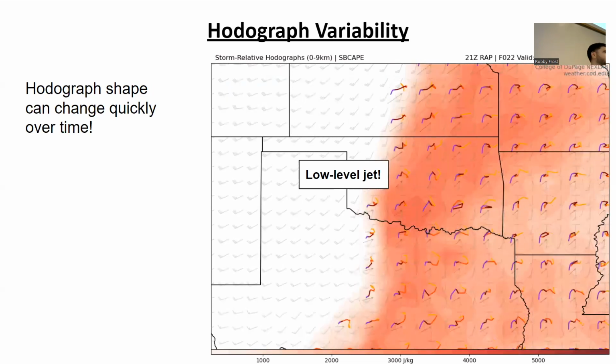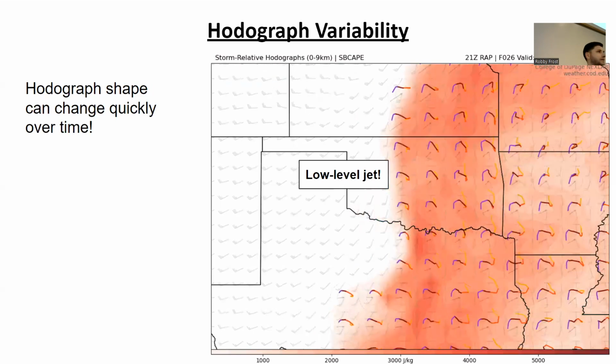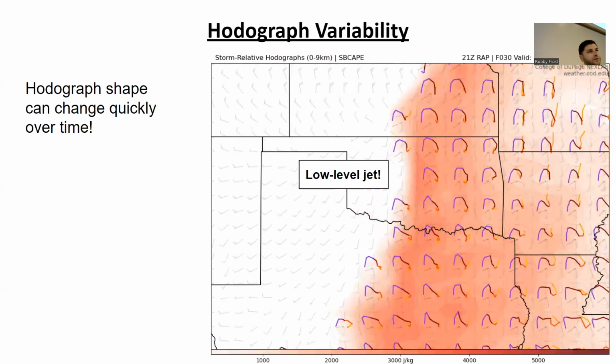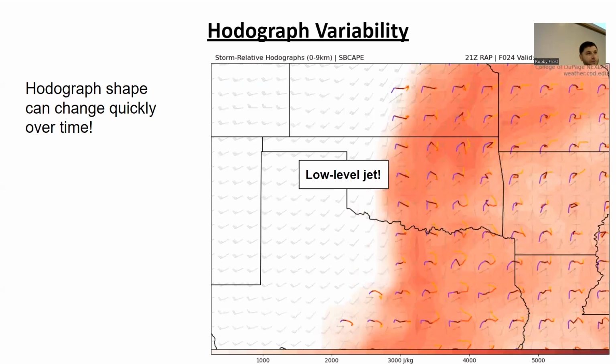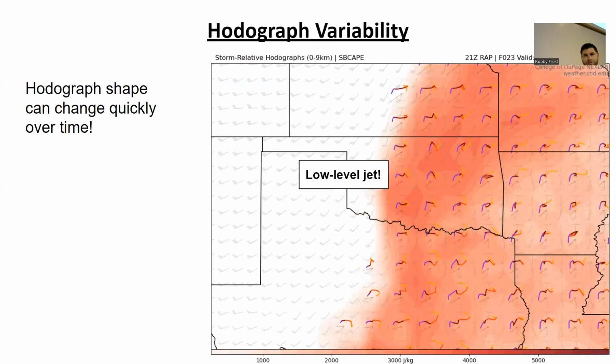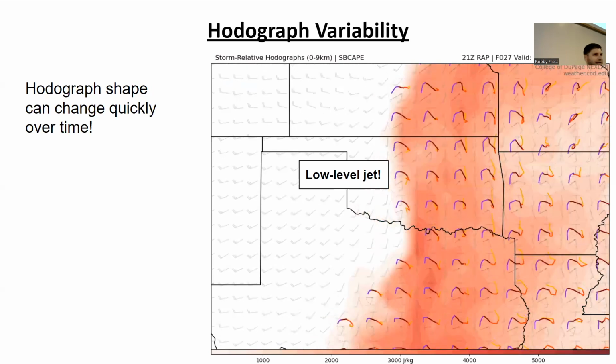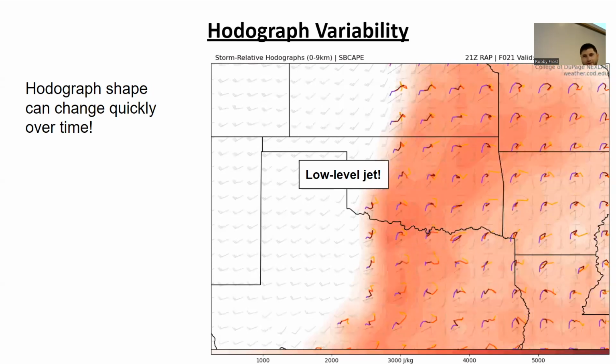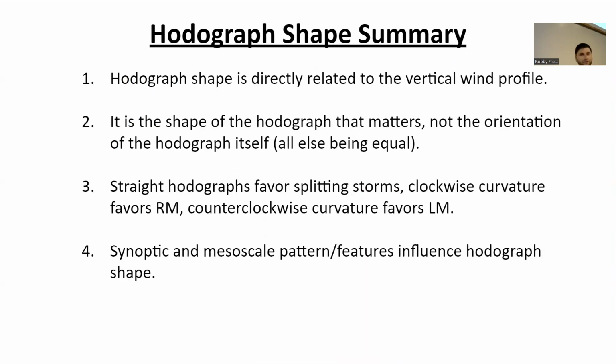But there's a lot of stuff that can change hodograph shape. Synoptic patterns, low-level jets. We talked about warm and cold advection. Storms themselves can change hodograph shape. So just tons of considerations, but keep in mind that looking at a static hodograph in time is not the way to do this. You've got to keep up with the environment.